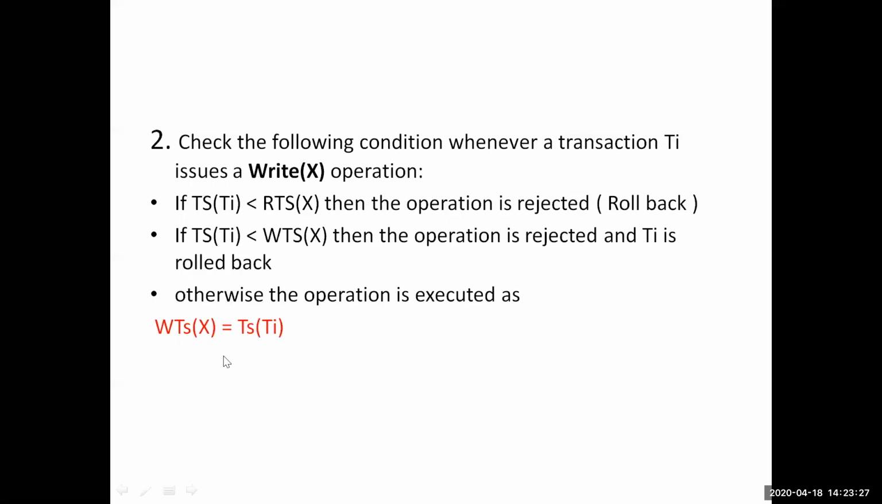Otherwise, we execute. This will be clear when we see the problem. So what do the read and write rules say? Whoever has entered first should get served first, should get executed first. If that is true, then all the transactions will get executed in a serial way. Otherwise, we have to abort those transactions and perform rollback for those particular transactions.